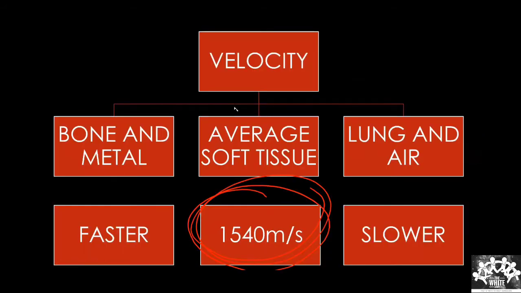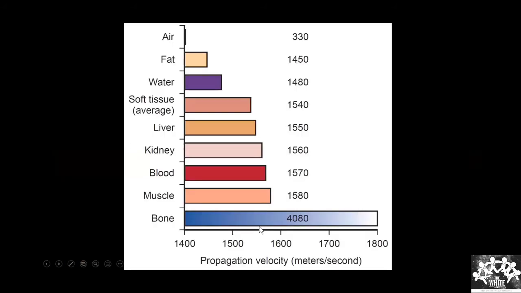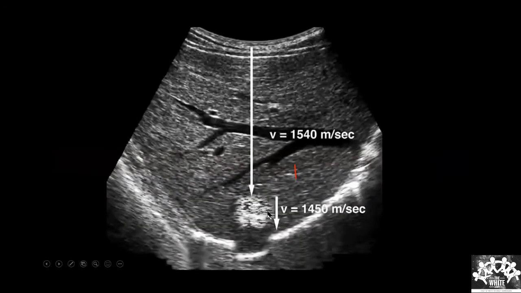So we know the speed of light. We know the speed of sound in the tissue, that is 1540 meters per second. In bone and metal it is faster, and in the air it is slower. Not important to remember. Just remember that 1540 meters per second is the speed in the tissue. Now, reflection happens based on the difference in the impedance. That's what you have to remember.